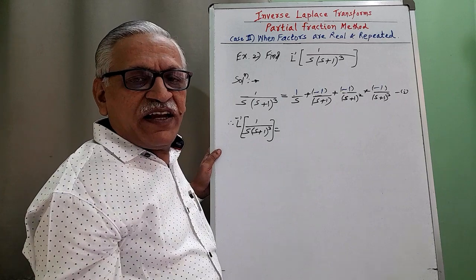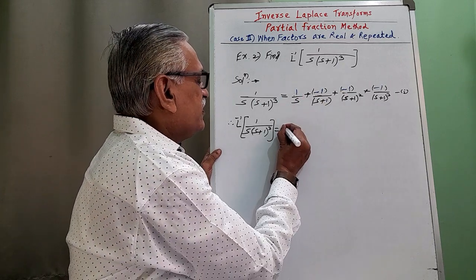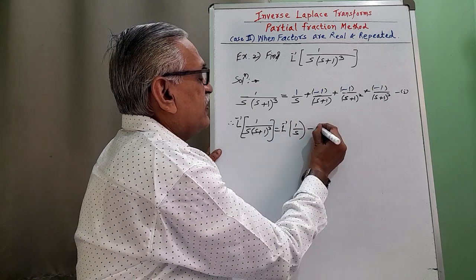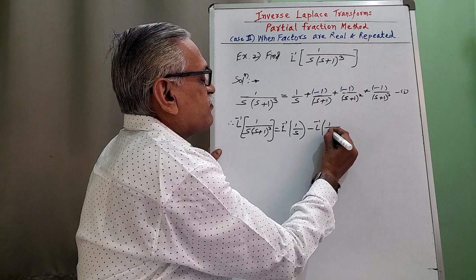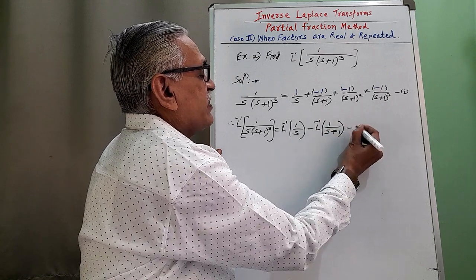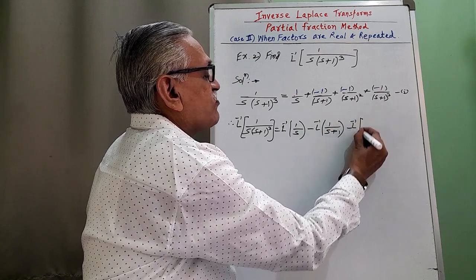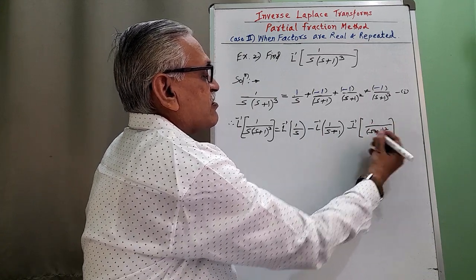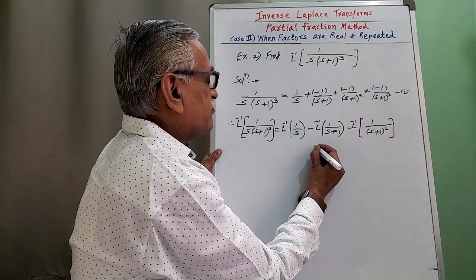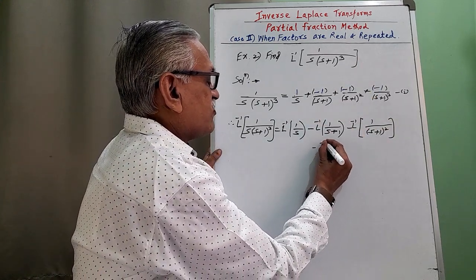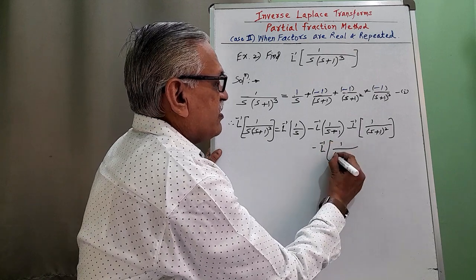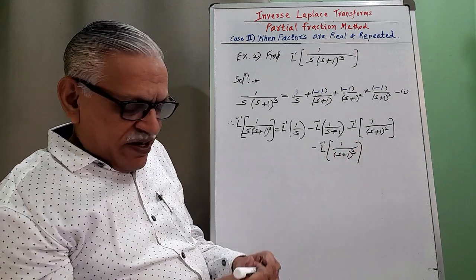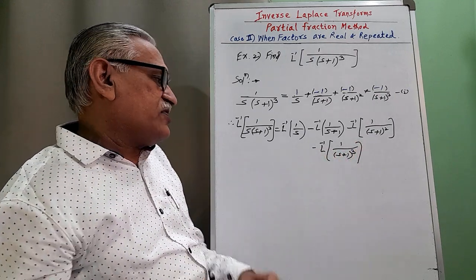inverse of right hand side, and then taking individual inverse, therefore it is inverse of the first term 1 by s, minus inverse Laplace of 1 upon s plus 1, minus inverse Laplace of 1 upon s plus 1 whole square, and lastly minus inverse Laplace of 1 upon s plus 1 whole cube, and then applying standard results.